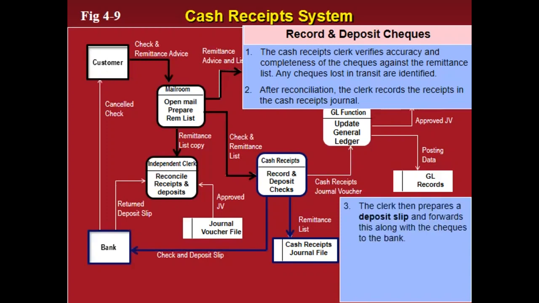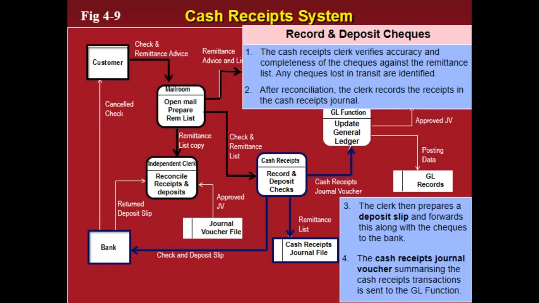He then prepares a deposit slip showing the amount of the day's receipts and forwards this along with the checks to the bank. At the end of the day, the clerk summarizes the cash receipts transactions in a journal voucher to the GL function.